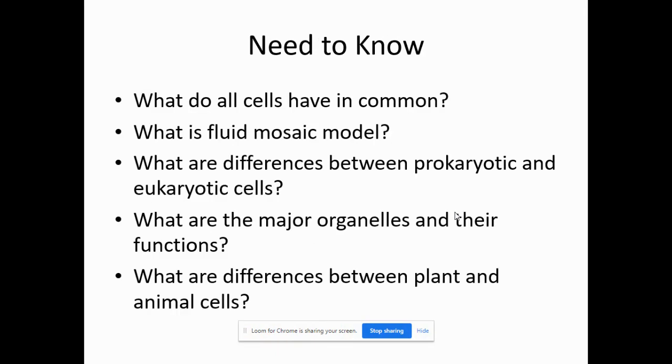So, what do you need to know? The characteristics that all cells have in common: DNA, plasma membrane, cytoplasm. And specifically with the cell membrane, we talked about the fluid mosaic model. What does that mean? What are the differences between prokaryotic and eukaryotic cells? What are the differences between plant and animal cells? And then just make sure you understand the major organelles that we talked about, and their functions. And always let me know if you have questions.